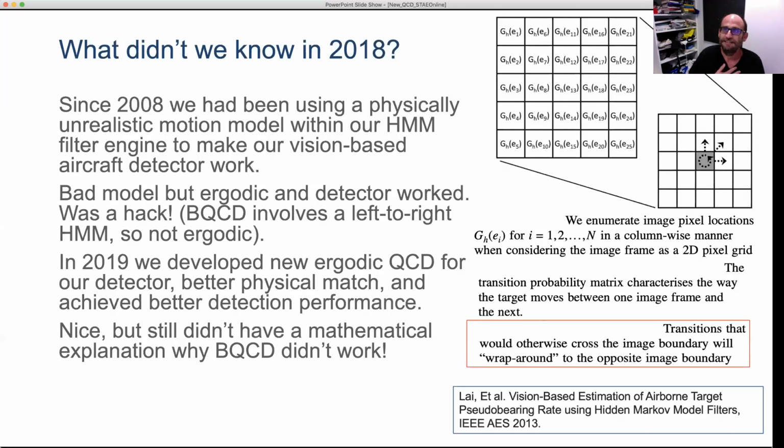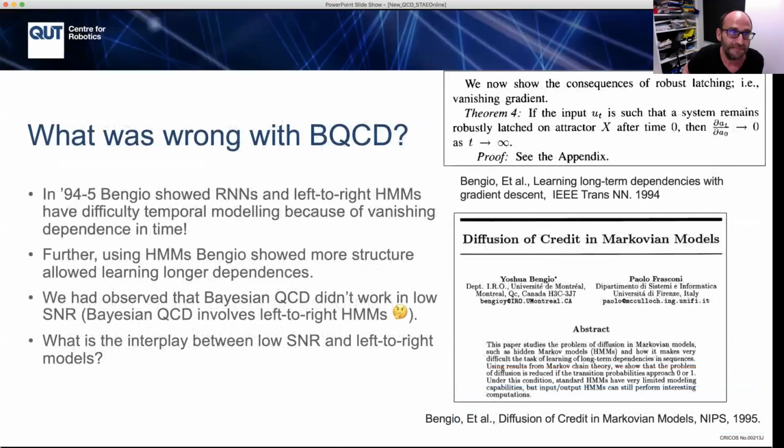Like, why didn't Bayesian quickest change detection work in this problem? And so I started thinking about that a bit. So what's wrong with Bayesian quickest change detection? There are some old papers. Bengio in '94 showed that RNNs and left-to-right HMMs have difficulty with temporal modelling because of vanishing dependence on time.